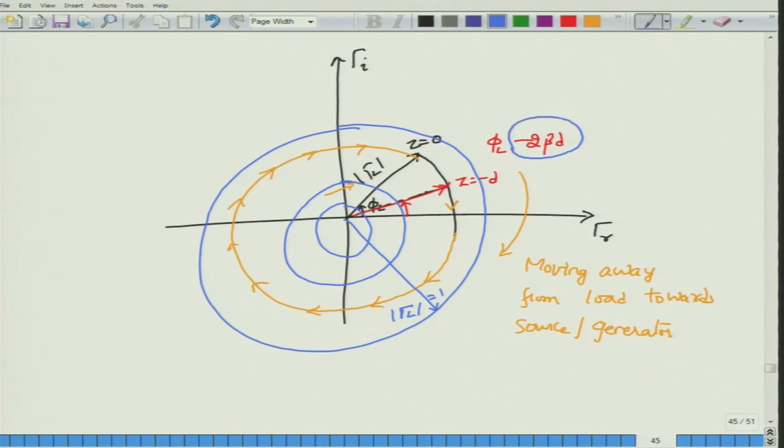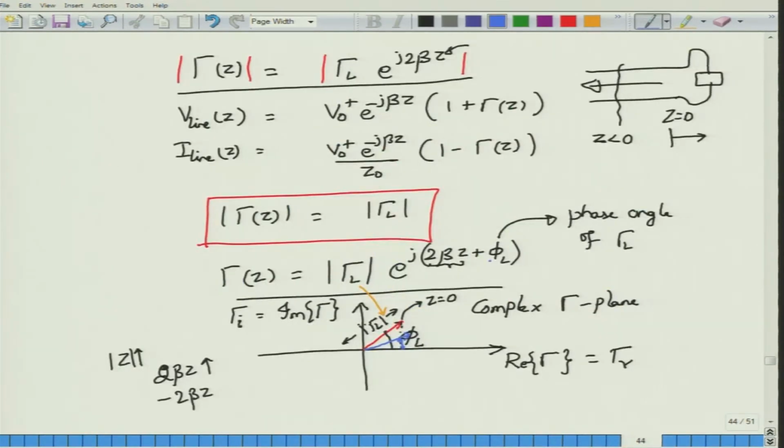Along with the initial value of the phase angle that is given, you can move a certain distance, which is equal to minus 2 beta d, in order to land at the new value of the reflection coefficient gamma, in this case the new value of gamma at minus d. Since you already know the relationship for gamma of z, which was given by this magnitude and this expression, you can also go back to the line impedance or the line voltage equation. In fact, find the line impedance, which would be just the ratio of these two multiplied by z naught, and obtain a simplified equation which will relate gamma of z and the impedance.